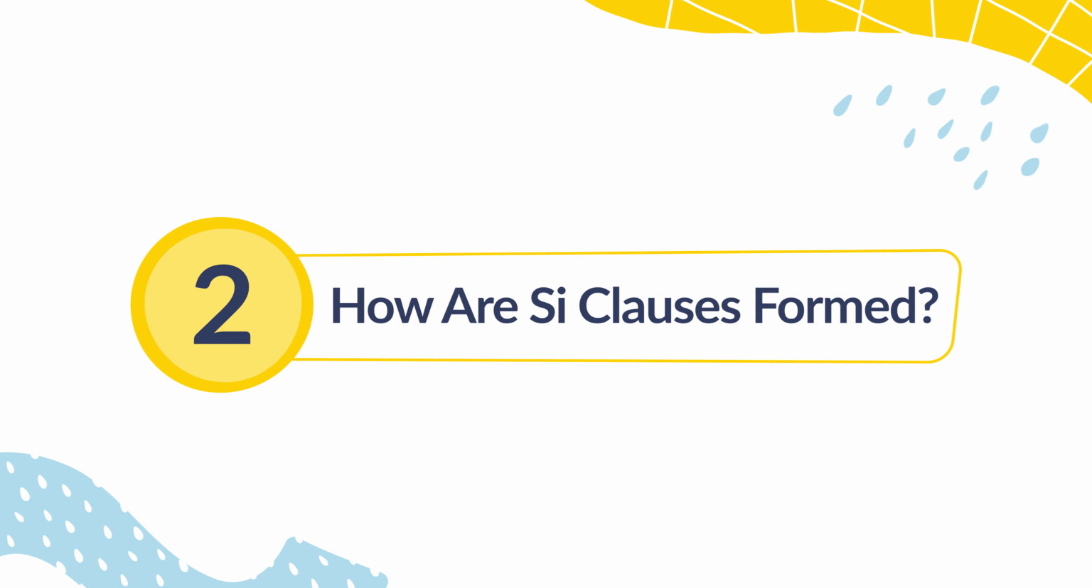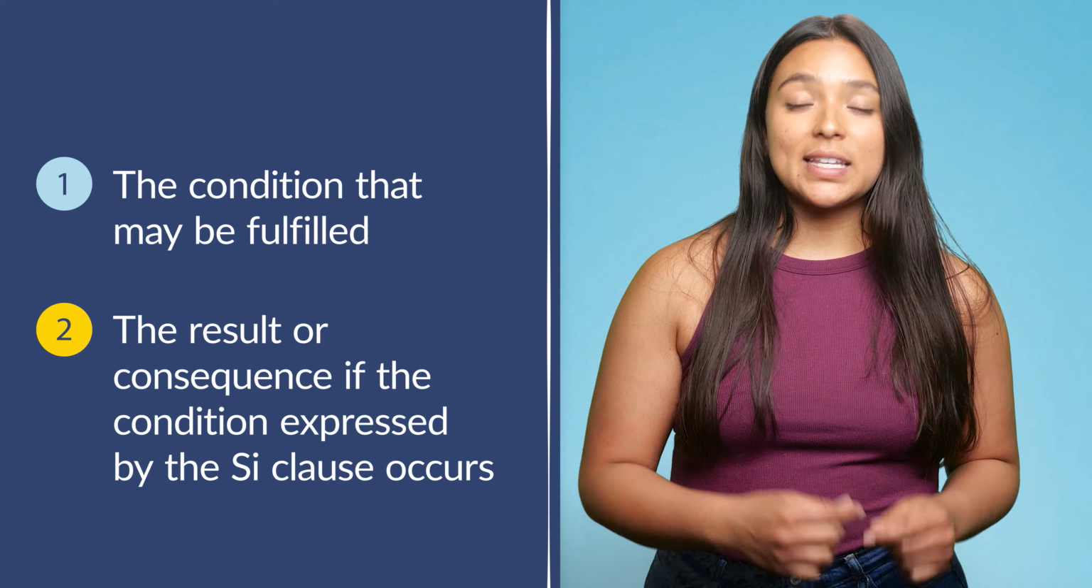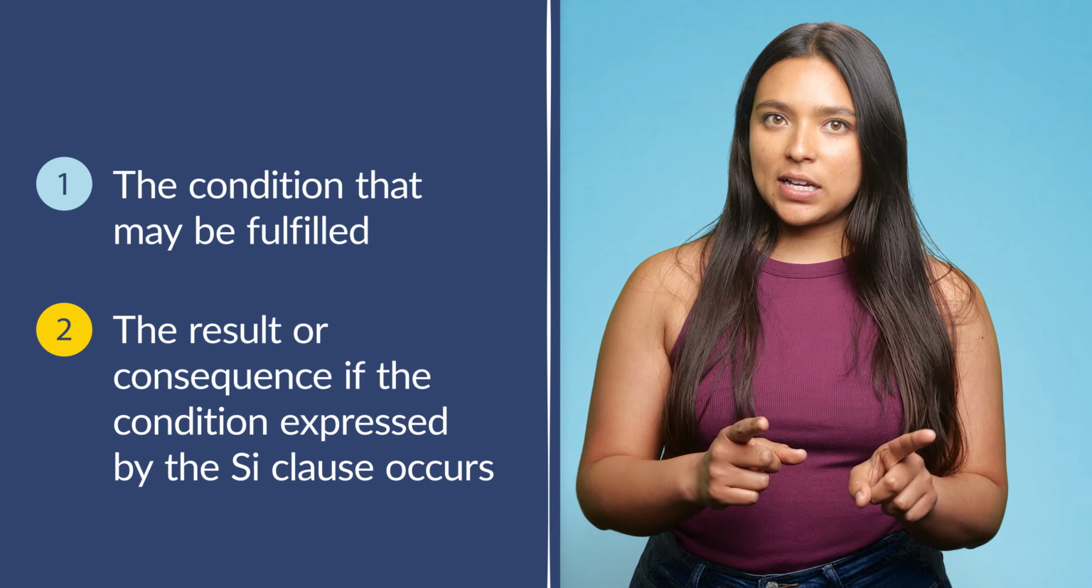Now that we have an idea of what si clauses are, it's time to move on to our second question. Number 2, how are si clauses formed? Each sentence that contains a si clause is made up of 2 parts: the condition that may be fulfilled and the result or consequence if the condition expressed by the si clause occurs.